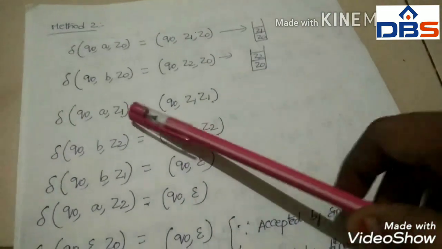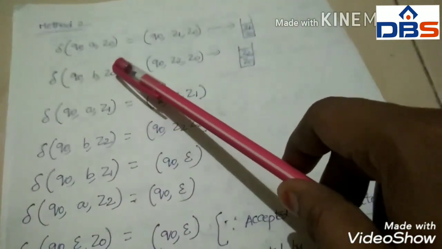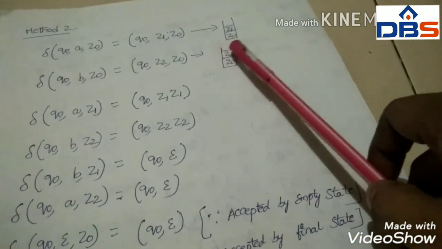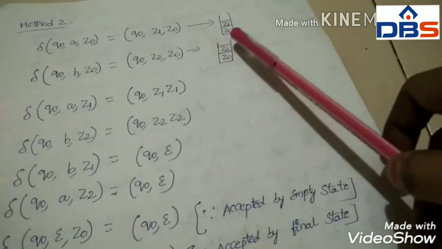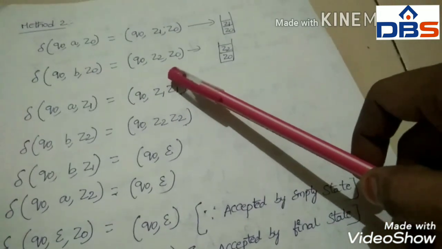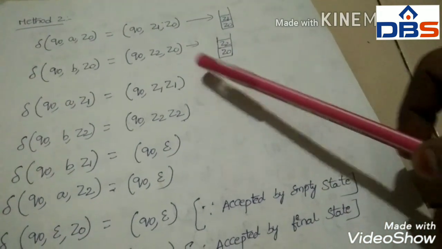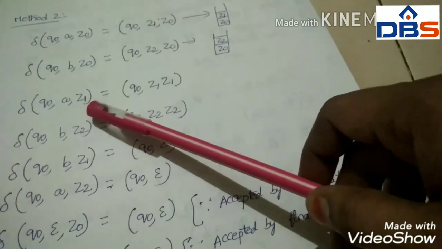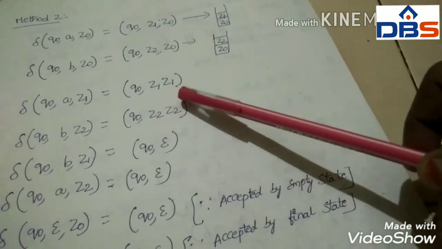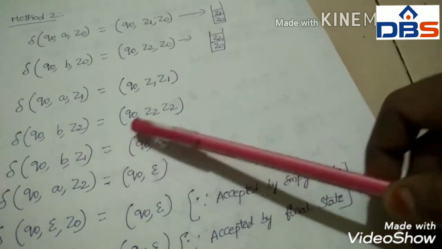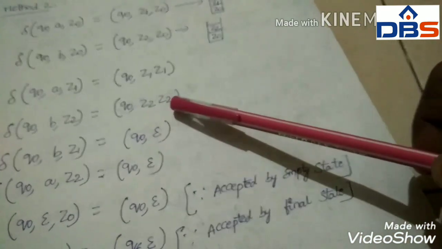Here is another method. Delta of Q0 comma A comma Z0 gives Q0 comma Z1 Z0, pushing Z1 onto the stack above Z0. Next, Q0 comma B comma Z0 gives Z2 Z0, pushing the B symbol onto the stack. After that, delta of Q0 comma A comma Z1 gives Q0 comma Z1 Z1. Next, Q0 comma B comma Z2 gives Z2 Z2, where we push the stack symbol Z2.